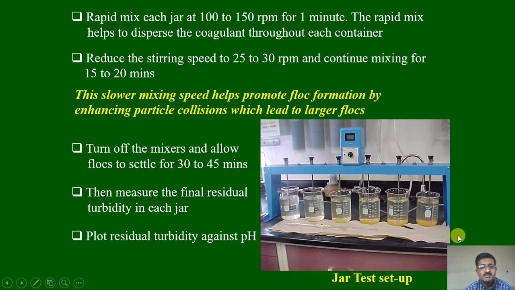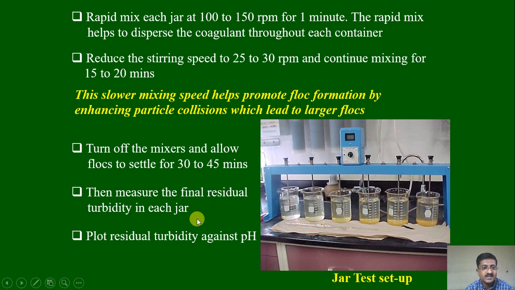Then rapid mixing using the stirrer. You can see it is provided with a stirrer there. In these six jars, rapid mix each jar at 100 to 150 rpm for 1 minute. The rapid mix helps to disperse the coagulant throughout each container. Reduce the stirring speed to 25 to 30 rpm and continue mixing for 15 to 20 minutes. This slower mixing speed helps promote floc formation and enhances particle collision, which leads to a larger floc. Turn off the mixer and allow the flocs to settle for 30 to 45 minutes.